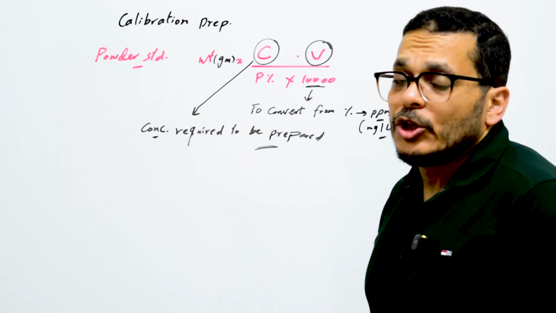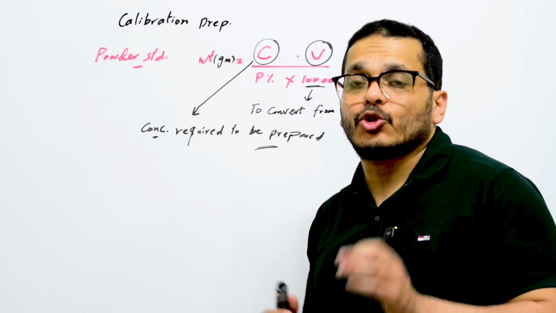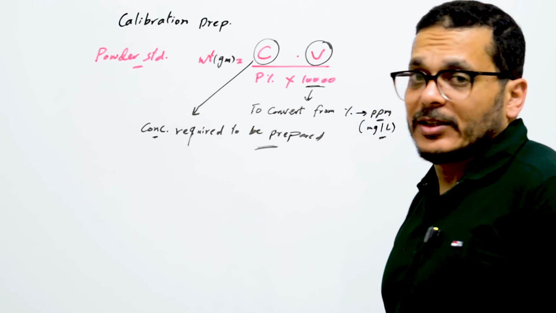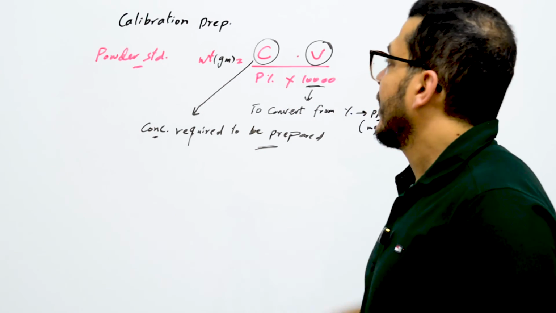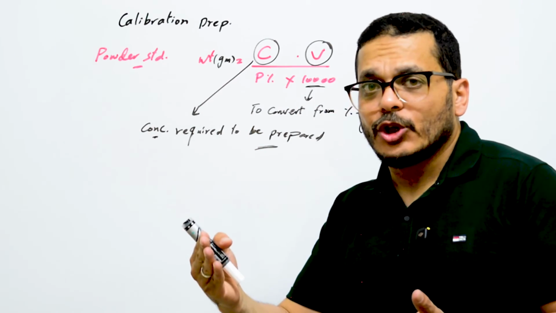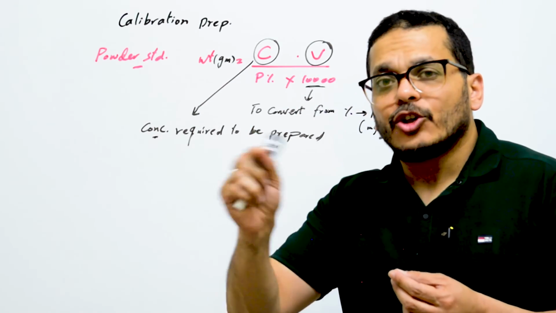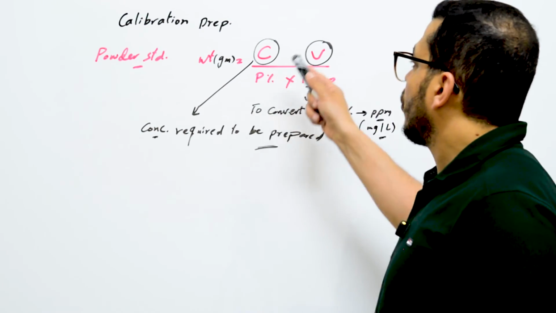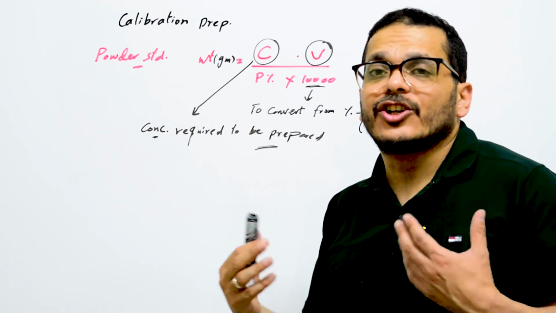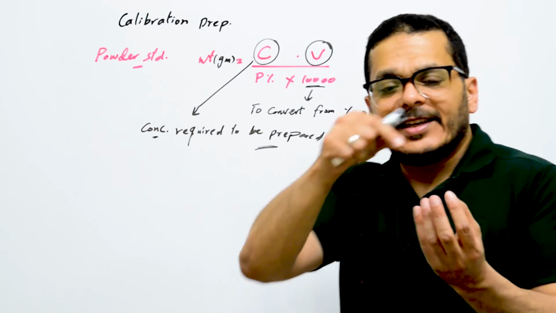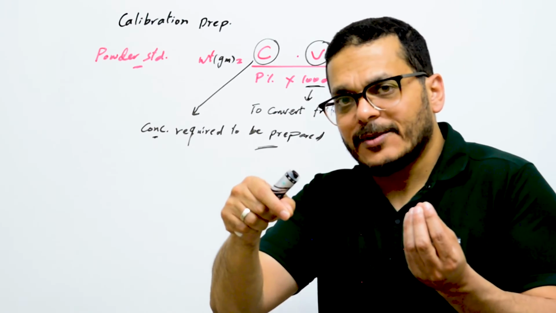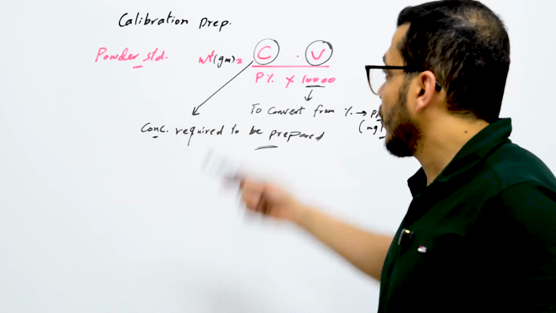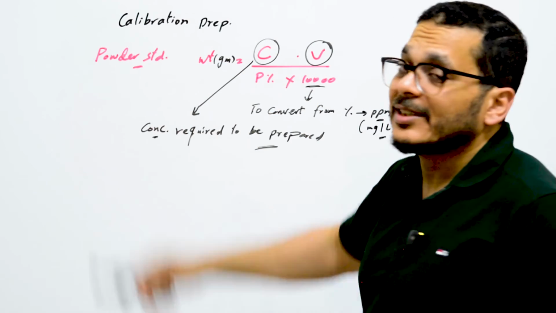The equation that will be used to prepare the stock standard from the powder standard that you have is like this: weight in gram, the weight of the standard that you will take from the standard to dissolve, equals C, which is the concentration required to be prepared. I have a standard and I need to take a specific weight from this standard to prepare a specific concentration. So the concentration we need to prepare, we know this, only the weight we don't know.